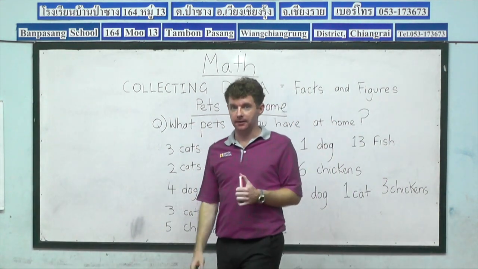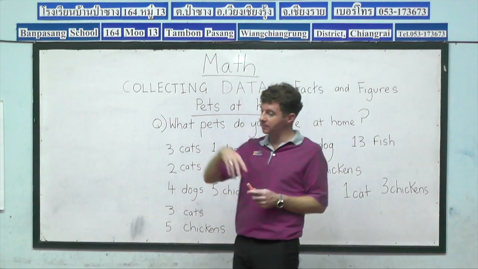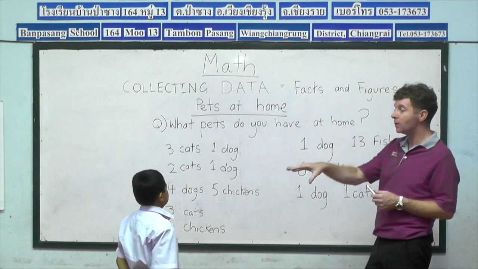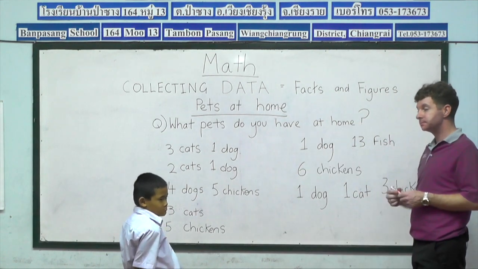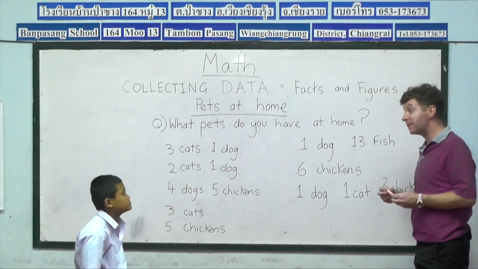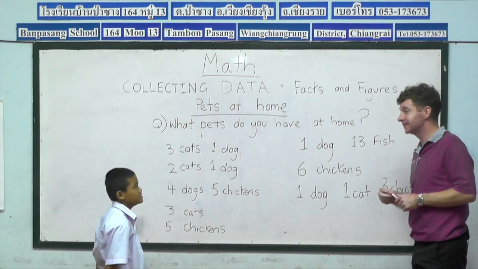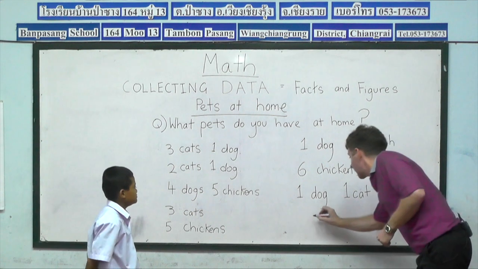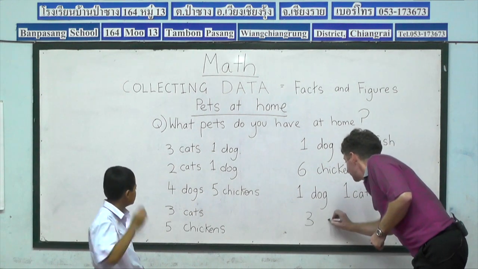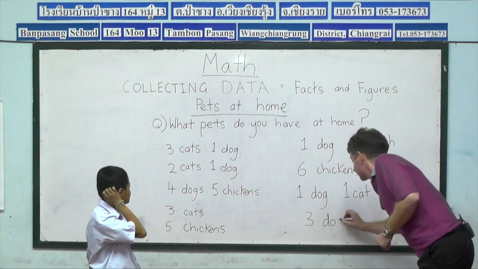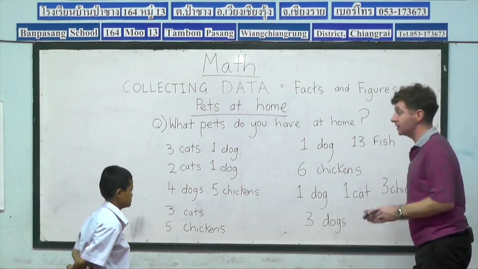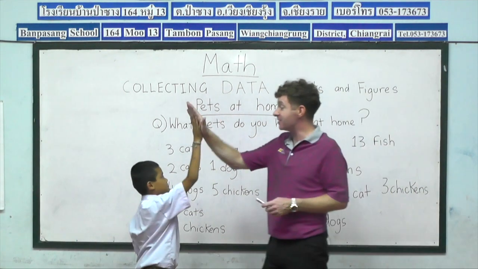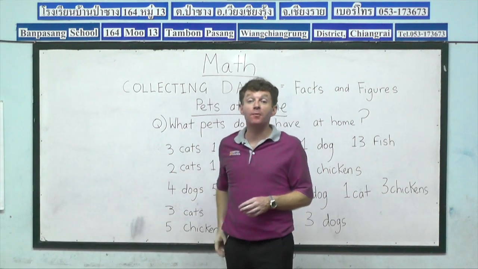And finally, Chu, come and join me at the front. Chu, what pets do you have at home? Do you have any pets at home? How many dogs do you have? 3 dogs, okay. 3 dogs. Any cats or chickens? No, okay, excellent, Chu. Well done, high five. A big round of applause for Chu.